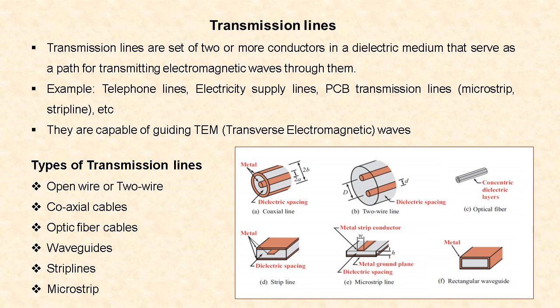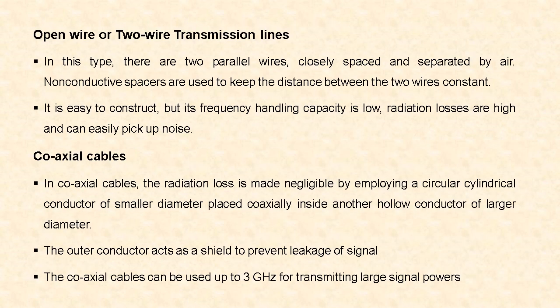Transmission lines are capable of guiding transverse electromagnetic waves. But if you see waveguides, they can guide only transverse electric or transverse magnetic waves. The different types of transmission lines are open wire or two-wire transmission lines, coaxial cables, optic fiber cables, waveguides, strip lines, microstrips. First we will see about open wire or two-wire transmission lines.